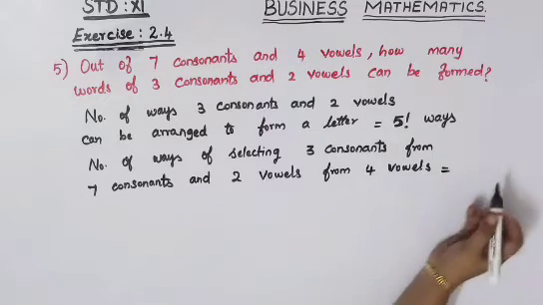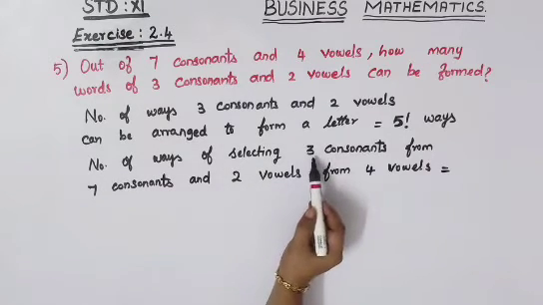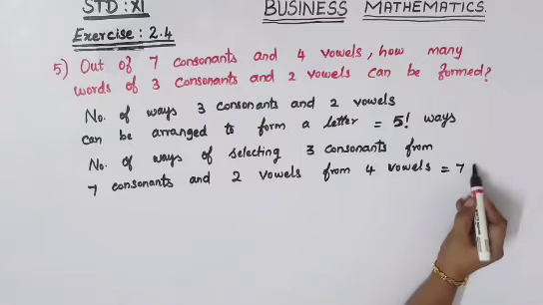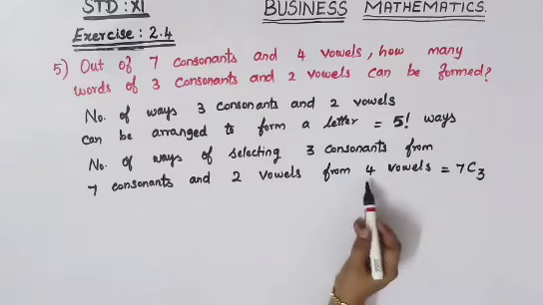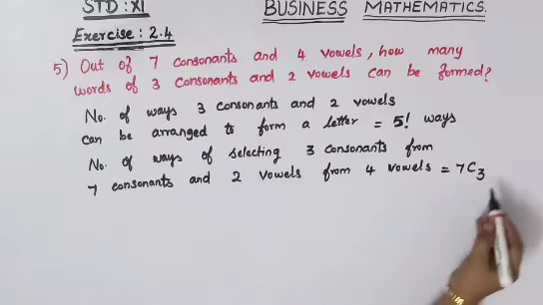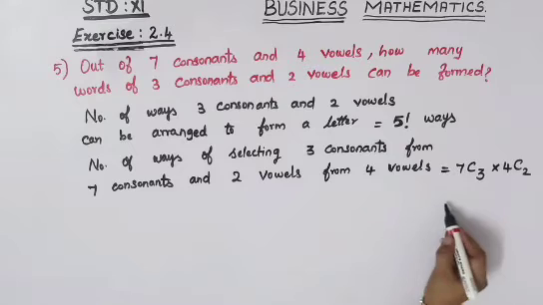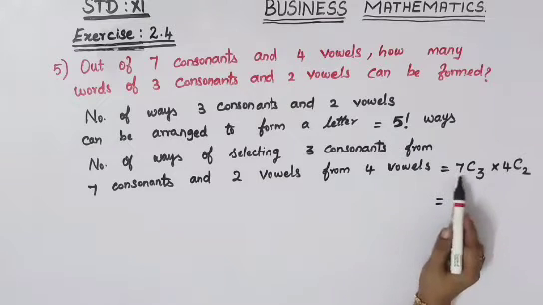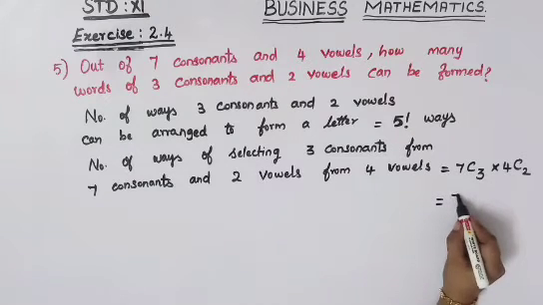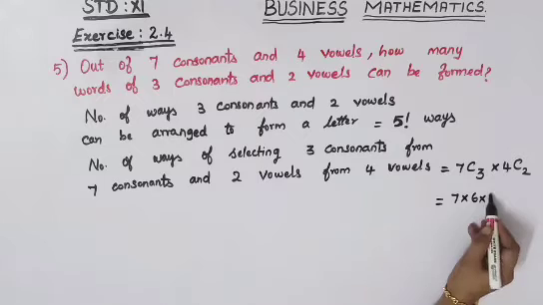Is equal to, see the highest, 7 is given. From 7 you will have to pick out 3. So 7C3, and same way vowels 4 is given. From there you will have to pick out only 2. So into 4C2. Now go to your combination formula, that is 7C3. Start from your 7, 3 is there, so write 3 consecutive numbers. Okay, so 7, 6, 5.